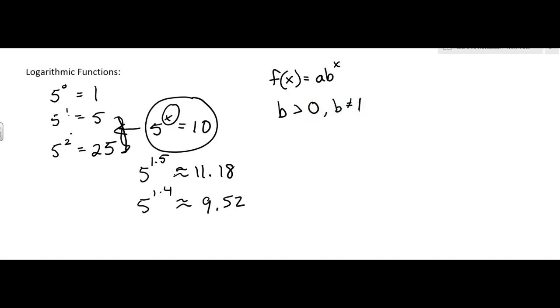And what else do we know? We know the domain of that function goes from negative infinity to infinity. And we know the range is from 0 to infinity, right? So those are some things we know about an exponential function. Now, I kind of wish I didn't put the a there. So I'm going to rewrite this in a little bit simpler form. y equals b to the x. Okay? We're going to use that then to write a logarithmic equation.